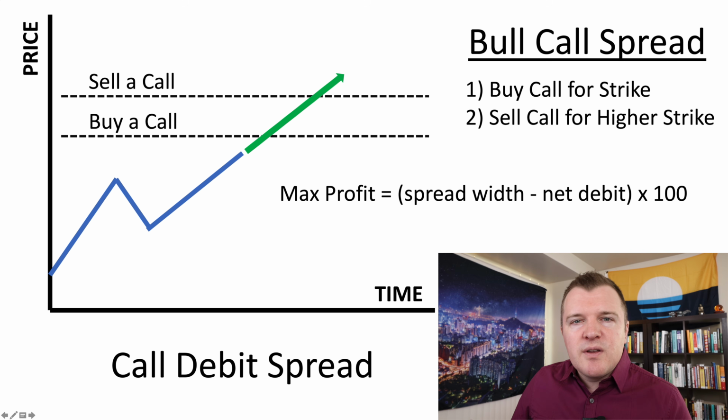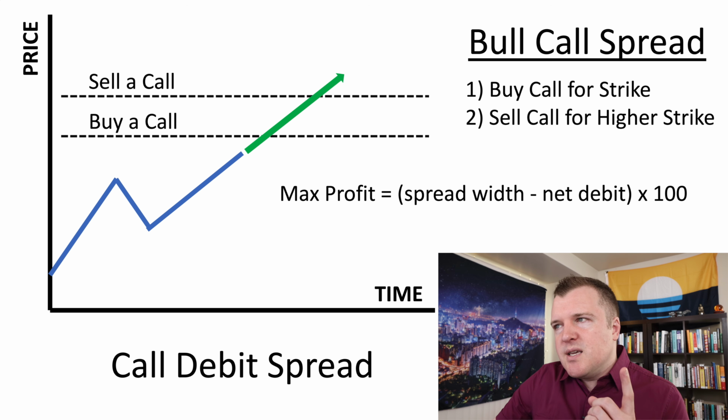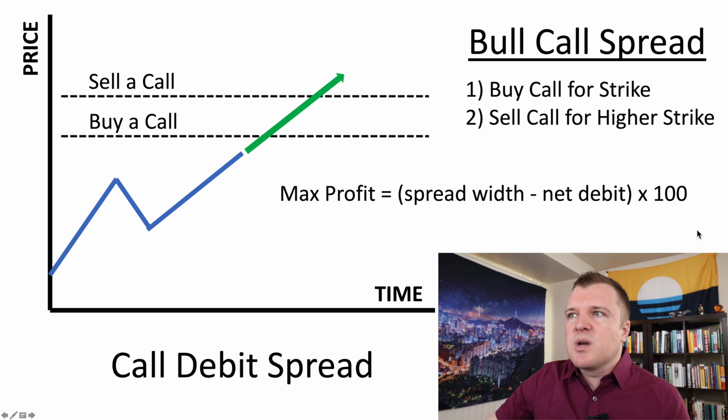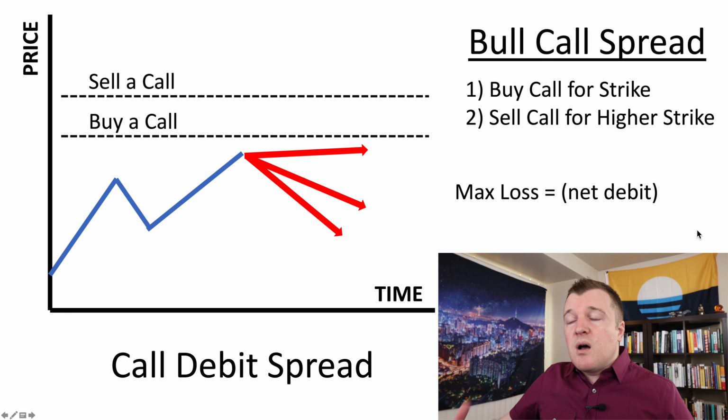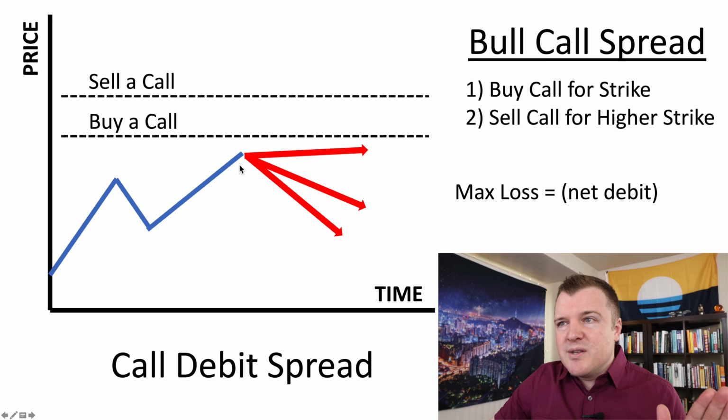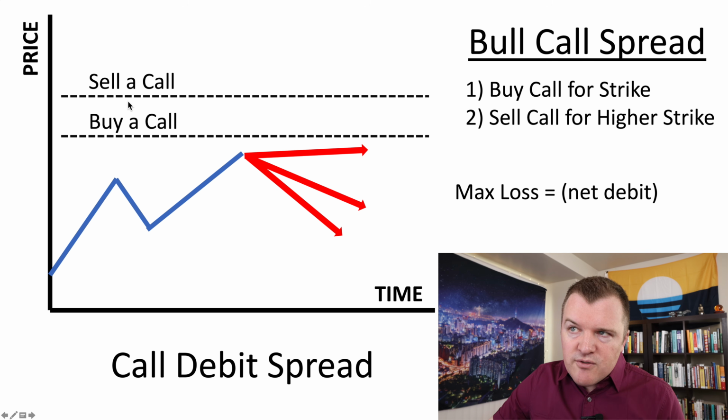And the max profit on this debit spread is the width of the strikes for the two contracts minus the net debit you made from buying and selling these two calls, multiplied by 100 because it's $100 per contract. And your max loss is just the net debit. So if you're completely wrong on this trade and the share price of this company trades sideways or goes down, then the most you can lose is what you gained from selling and what you paid for buying.